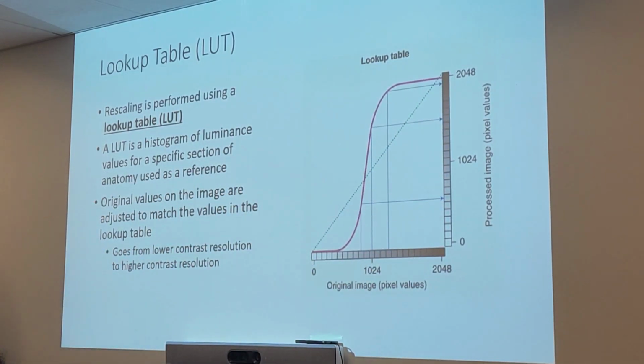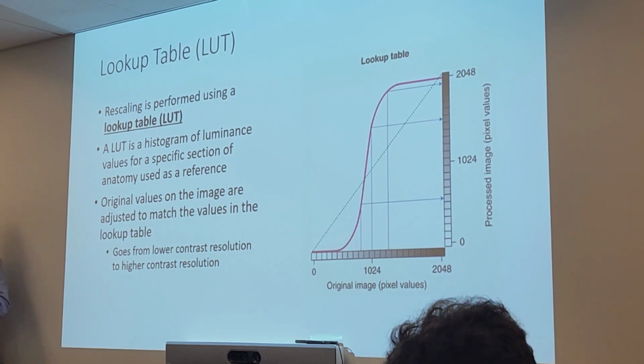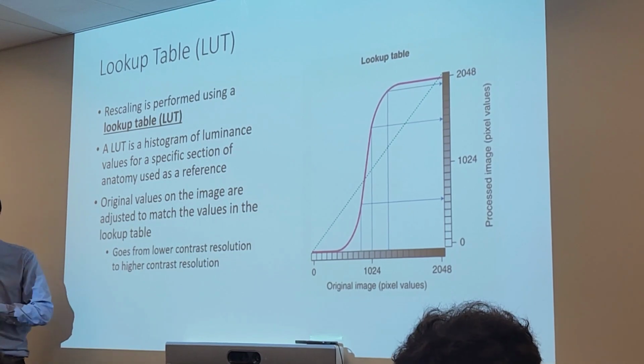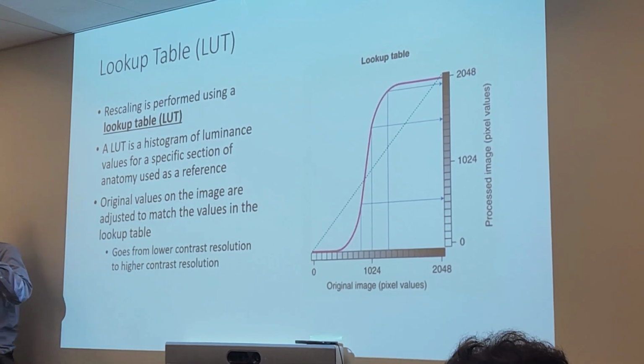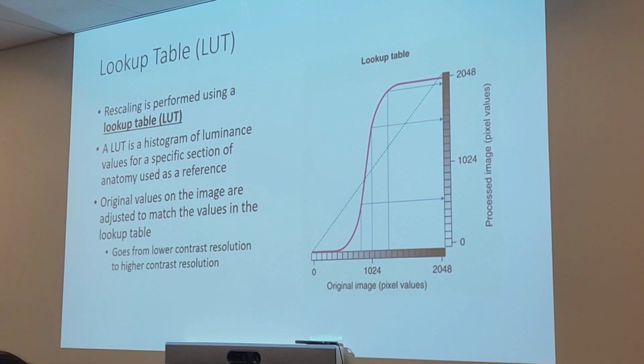Okay. So the lookup table is just, all right, pixel value here should become a different pixel value. Pixel value there should become this different pixel value. So it looks at the brightnesses of the raw data and changes those values to match the lookup table, right? The reference histogram here in the lookup table.